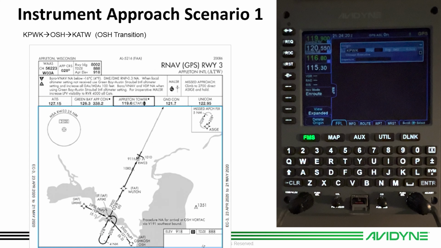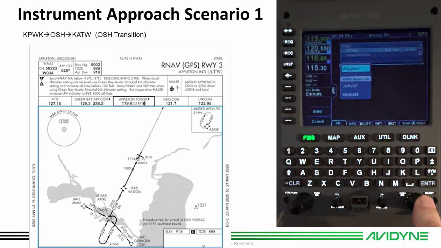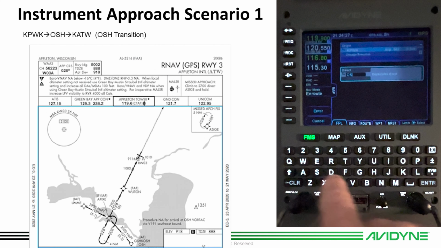The routing we will initially use for this flight will be KPWK to OSH VOR to KATW Appleton.